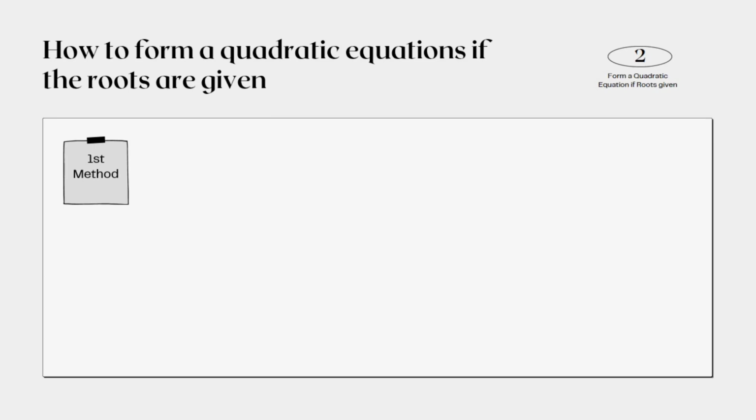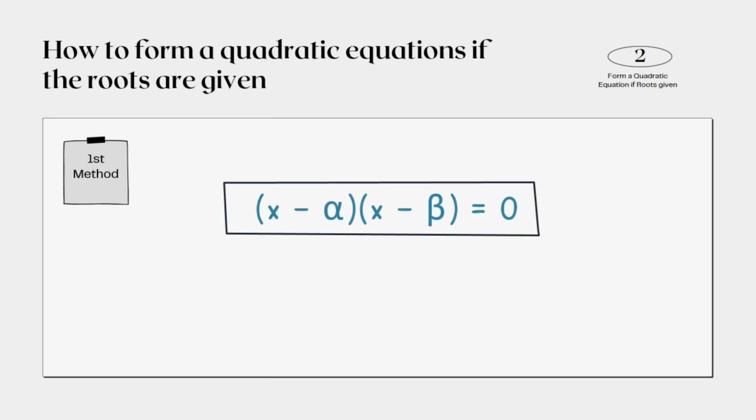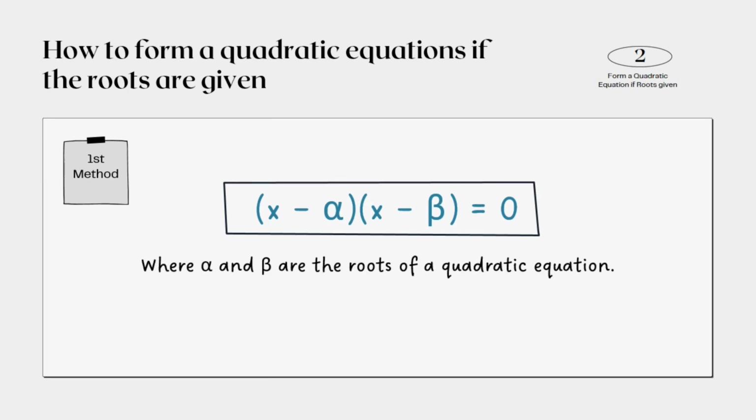For example, it is given that the roots of a quadratic equation are alpha and beta. To get the quadratic equation, you can substitute the roots into the following equation: x minus alpha times x minus beta is equal to 0, where alpha and beta are the roots of the quadratic equation.